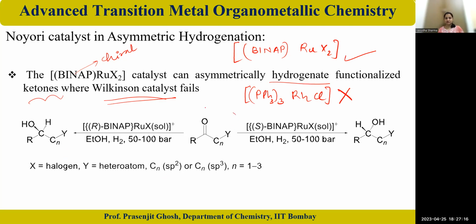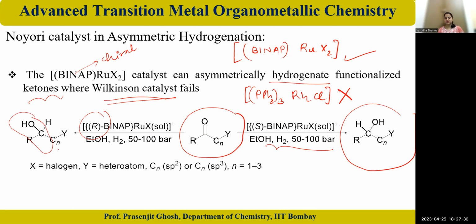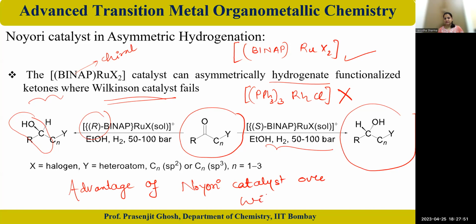For example, if we have this ketone, and since this is a carbonyl group, it has to get hydrogenated to become an alcohol. Firstly, we have used an S-BINAP. So this is one enantiomer using these conditions. So it will give you OH with a dash form. If you are using the R-BINAP, it will give you the OH with the wedge, so this is another enantiomer over here. So this is the advantage of Noyori catalyst over the Wilkinson catalyst.